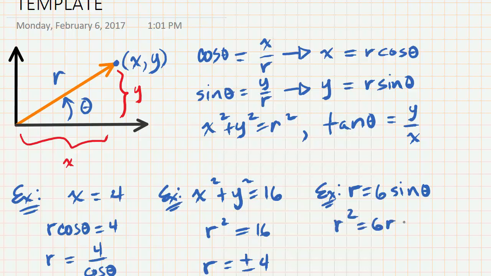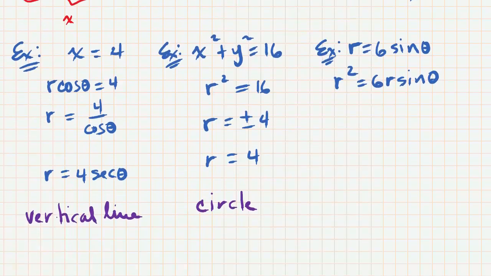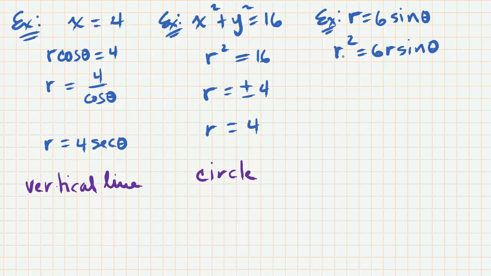If we multiply both sides by r, we can then do a pretty easy substitution. On the left side, we have x squared plus y squared. And on the right side, we have 6 times y. So that's our Cartesian equation. Looks like it's probably a circle. To figure out exactly what the characteristics of this circle would be, we'll complete the square.